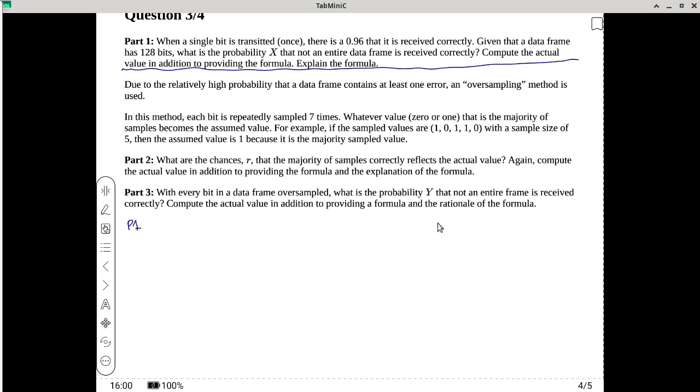So part one, how would you solve this problem? We have 128 bits in a data frame. The chances of each bit being received correctly is 96%. I'm trying to figure out what is the, yeah, go ahead.